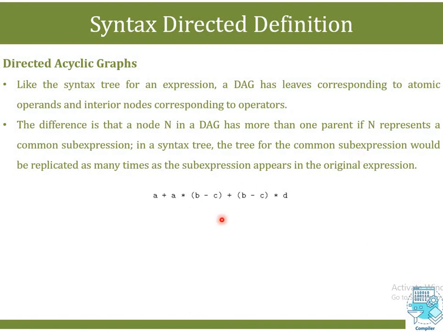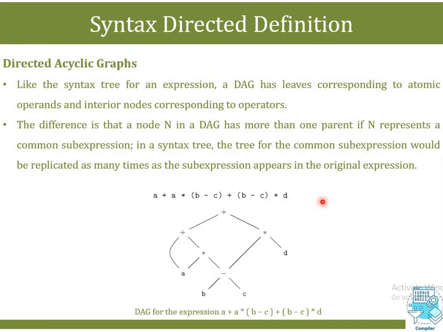Now, as an example, just see here a plus a star b minus c plus b minus c star b. Now, when we construct the directed acyclic graph, the graph will be looking like this. When you see here, a plus is referring to the a node and also the a node star b minus c. So that is what we have. But instead of having the a twice, we will be having the a only once.